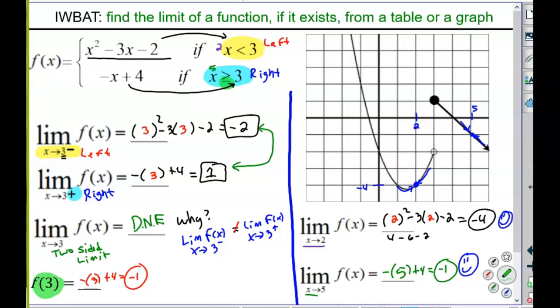Alright, last thing. Let's confirm these answers. What about at 3? The left-handed limit from 3. So I'm going to approach 3 from the left. That's coming right up here. Where is it headed? It's headed towards negative 2, the output. And then let's look at 3 from the right. If I go 3 from the right, that's jumping on the other branch of the piecewise function, and that's headed up here towards positive 1.